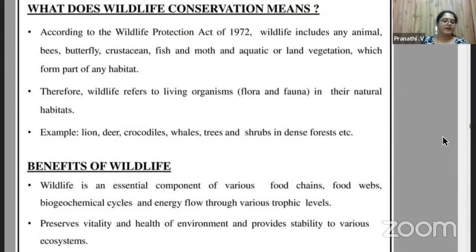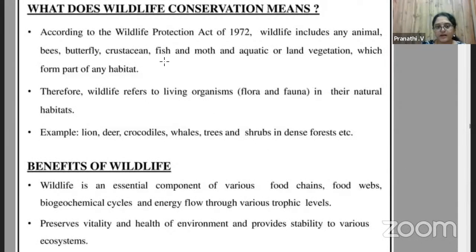So when it comes to wildlife conservation, we get to know what exactly wildlife means and why wildlife is important to the ecosystem, and at the same time, what the different kinds of wildlife conservation acts are. How is it beneficial to us? What exactly are the steps for conservation of wildlife? At the same time, their benefits, and what are the different kinds of national parks and sanctuaries present in our country. So we'll just have a look at it quickly.